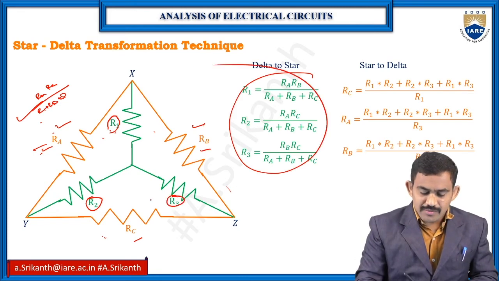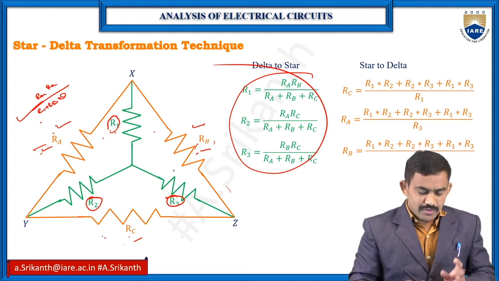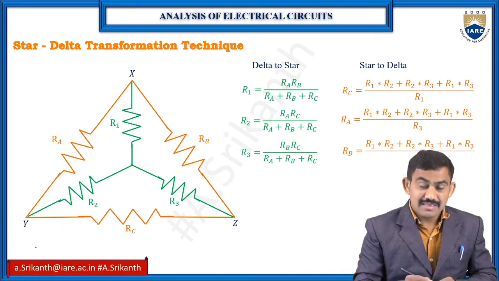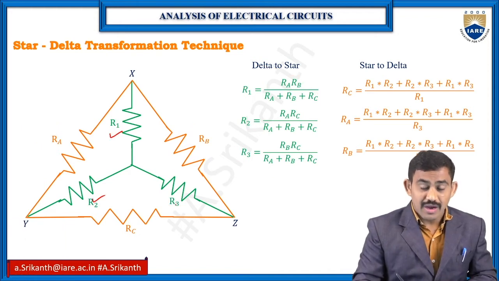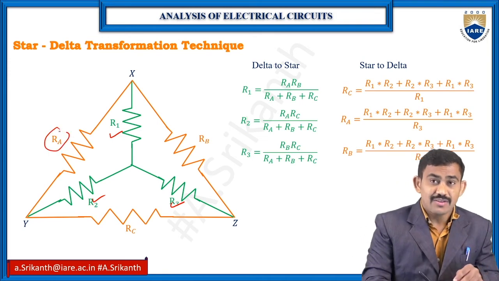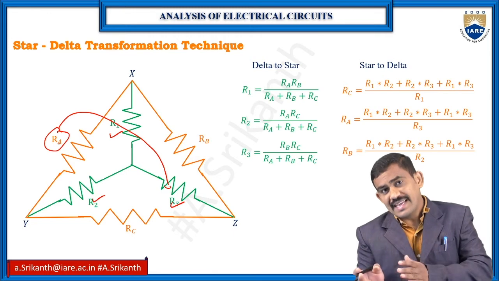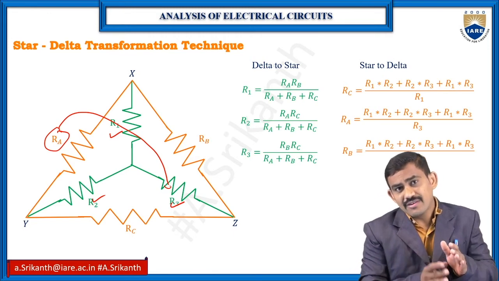So if you want the R3 value, it means the opposite resistors, so B and C. Okay, suppose I have the star values R1, R2, R3. When I know the star values, I want to find out the RA value. So RA, the opposite resistor. Which is the RA opposite in delta? In delta I have the RA value opposite.